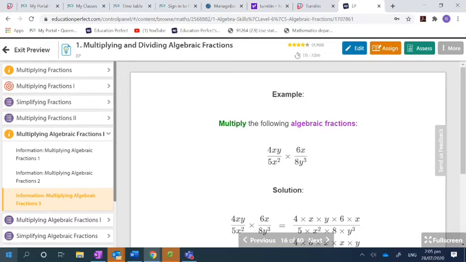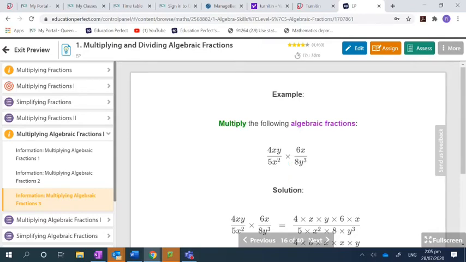Let's look at this one. We're going to multiply this algebraic fraction. First of all, I know it's a fraction because it has a fraction bar, right? Second, I know it's multiplication because we have a multiplication symbol. How do I know that they're algebraic fractions? Because of the variables.